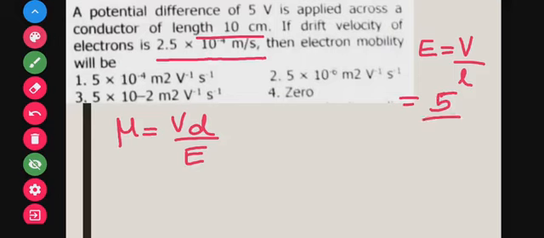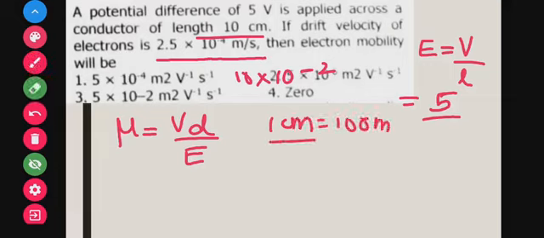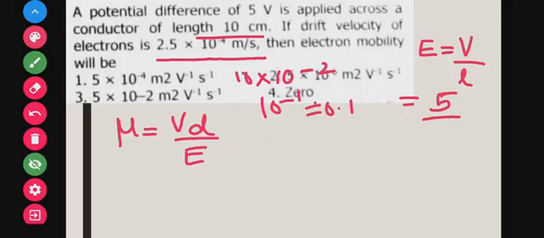10 centimeter should be changed into meter. To change centimeter into meter, you have to multiply by 10 to the power minus 2, because 1 centimeter is equal to 10 to the power minus 2 meter. So 10 centimeter is 10 to the power minus 1, which is nothing but 0.1. So the length is 0.1 or 10 to the power minus 1. Then 5 divided by 0.1 is 50, so the electric field will be 50.